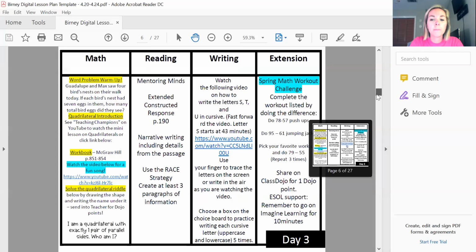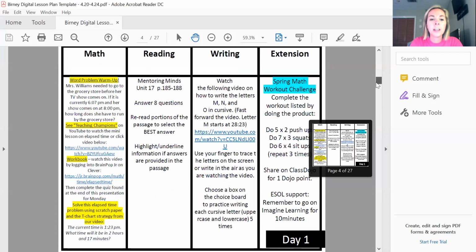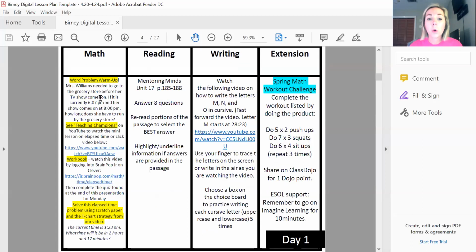So I'm going to share my screen with you and show you the plans for today. So up here are your math plans for day 1. And you have a word problem warm-up, and today's word problem is elapsed time. Later on in the week, it's going to get mixed up into some addition, subtraction, multiplication, division. You kind of have to figure out what operation you're going to do. So then you'll come and watch this YouTube video, and then you've got some workbook pages to do after you watch Brain Pop Jr.'s video on Clever. So I added that down there. I added the link on the plans.